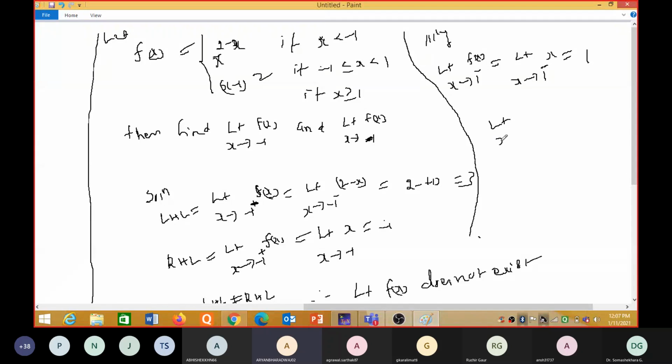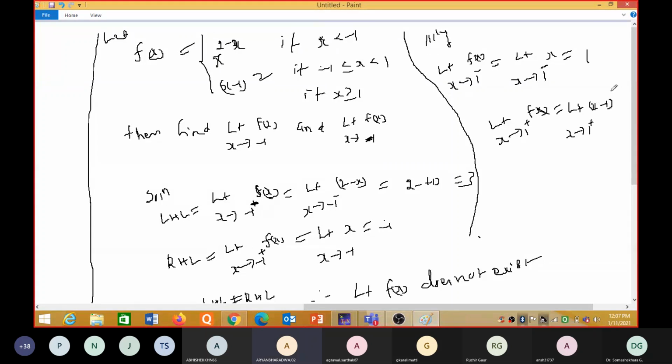Limit x extends to 1, right hand limit, this is f of x. So x extends to 1 from the right hand side means it is greater than 1. Greater than 1 means this function is x minus 1 whole square. Understanding, no? So you write limit x extends to 1. If a graph is there it is very simple. Okay, left hand limit, right hand limit, we can explain without any problem.